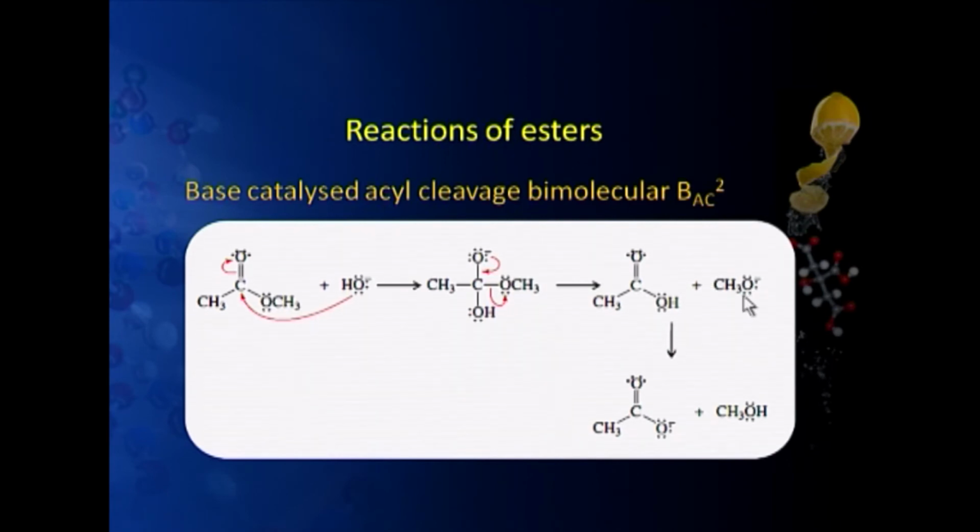Methoxide is a much stronger base than this acid. So, there is an immediate transfer of one H from here to here. So, we actually obtain this carboxylate anion and the alcohol part, and this carboxylate anion is ultimately converted into carboxylic acid when finally we acidify for workup of the reaction.